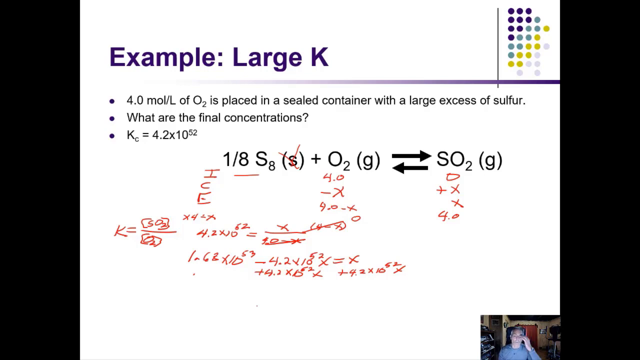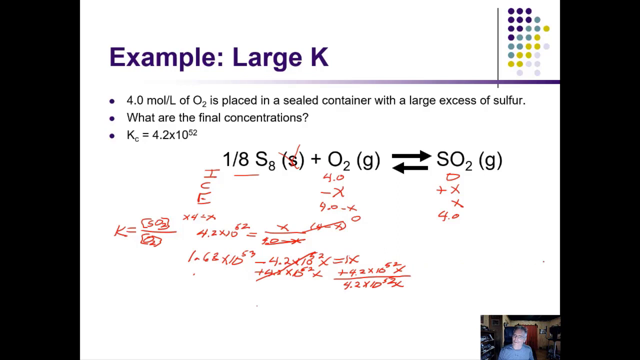All right. So I think everybody sees over here, the 4.2 times 10 to the 52x goes away. What do you think is going to happen when I add 1x to 4.2 times 10 to the 52x? Well, to any reasonable number of significant figures, it's just going to equal 4.2 times 10 to the 52x. Doesn't equal 5.2. Don't add 1 to 4.2, you're adding it to 10 to the 52.